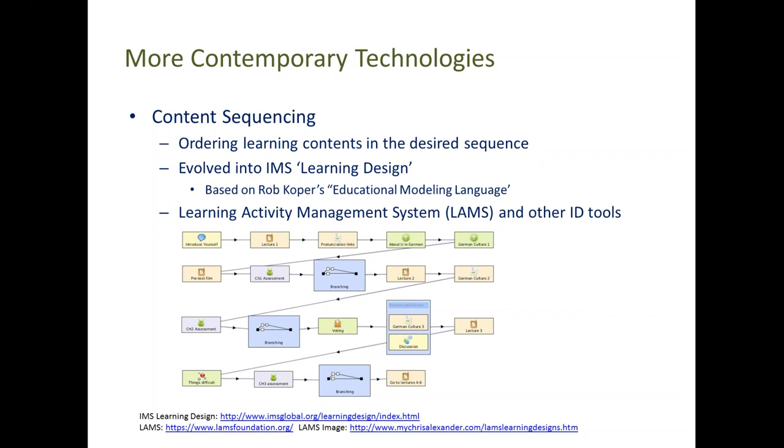And so the early sequencing evolved into something called IMS Learning Design. It was based on Rob Koper's educational modeling language, and the idea was that you would create a representation of a course such that as you went through the course, depending on what you did, for example, did you pass the course, fail the course, or whatever, you might be presented this material or that material. And all the material that would be presented was described as a learning object. And these learning objects, if you're building one of these sequences, you could search for the appropriate learning object according to the content, according to the learning object metadata.